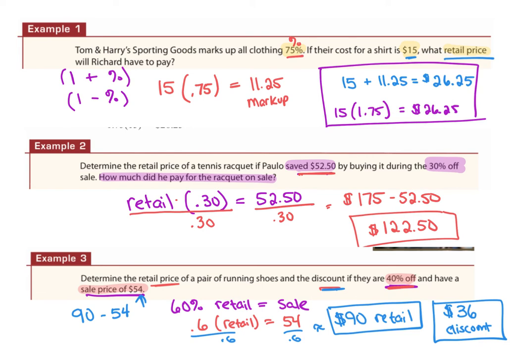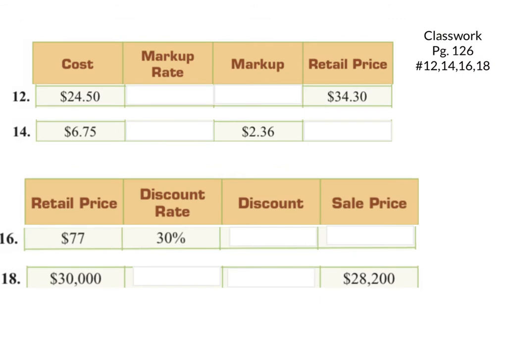All right, so I want you to try some of these. So the first set is talking about cost and markup. All right, the first set of questions. The original cost was $24.50. The retail price was $34.30. So the easiest thing to find here is going to be the markup amount.